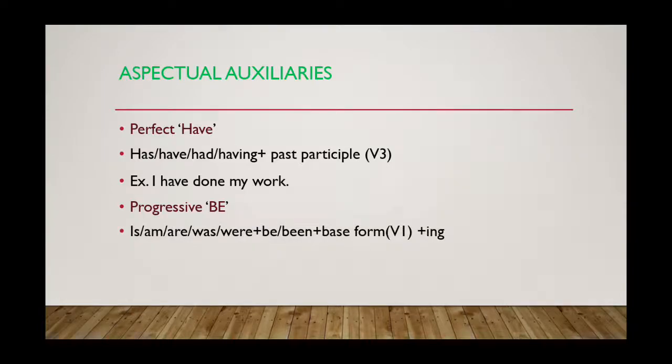Second is progressive be: is, am, are, was, were, be, been. We use it plus the base form of verb, or you can say first form verb plus ing. Here you can check, they are playing cricket. Are is progressive be because it is followed by the first form verb plus ing form. So that's why it's progressive be. And it can happen with am, are, was, were, is, be, been. These are all progressive be verbs, and they are followed by first form verb plus ing.